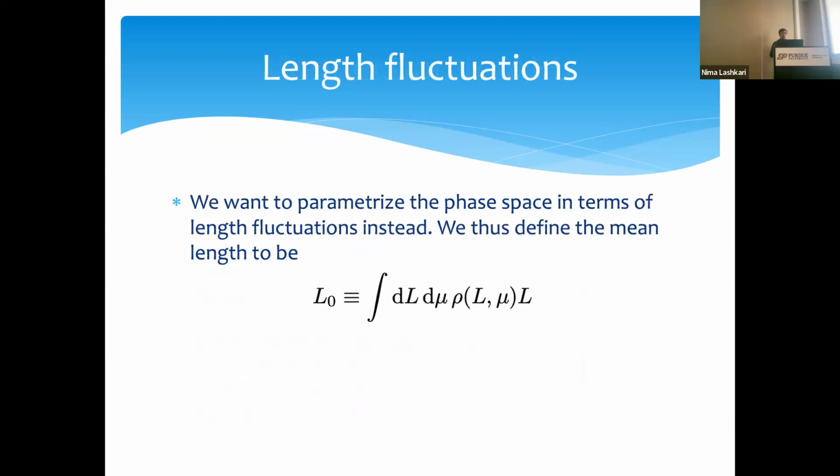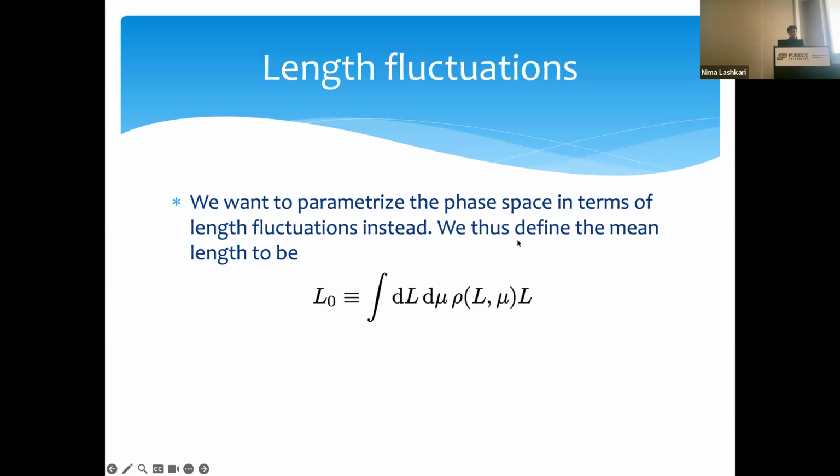Okay, the first thing that we want to do in mapping between the asymptotically flat spacetime and our finite causal diamond is to look at length fluctuations rather than total length. The reason for this is that when we go to asymptotically flat spacetime, the length L itself diverges, but it's still perfectly fine to talk about length fluctuations. So the way we're going to do this is to define the mean length L naught to be the integral over the probability distribution of all possible causal diamonds in the phase space.